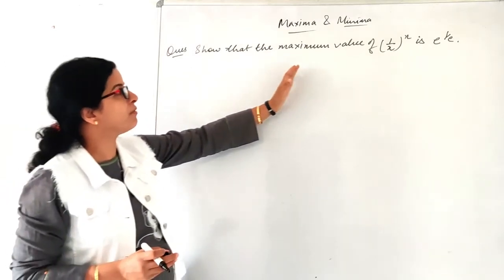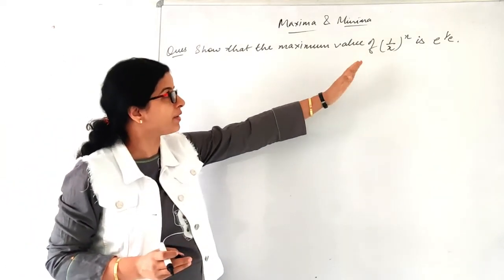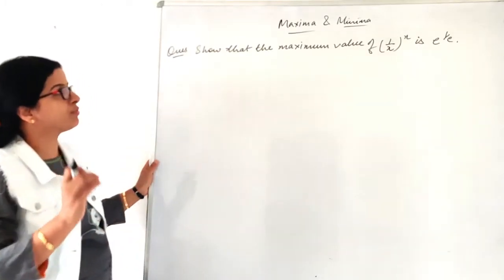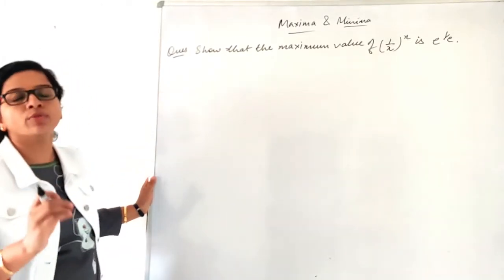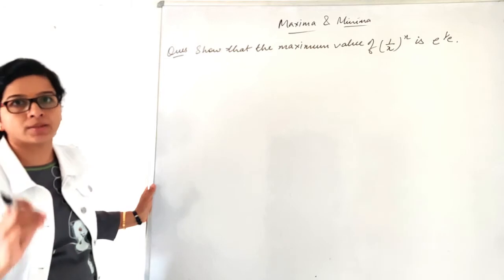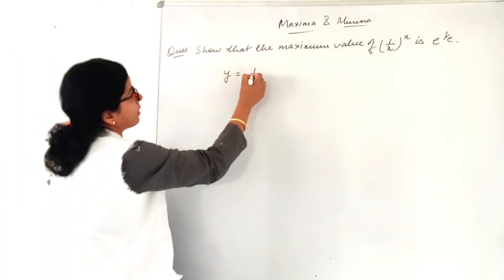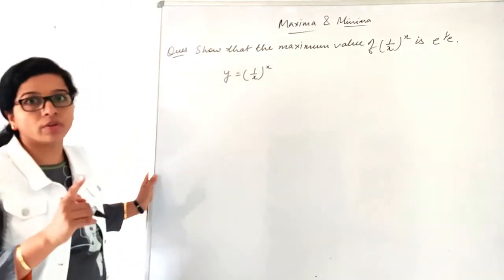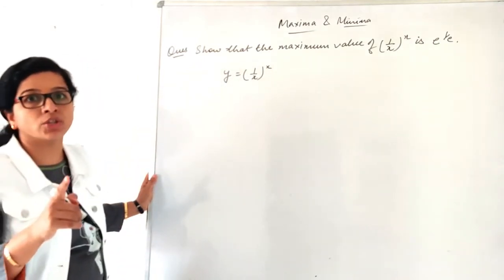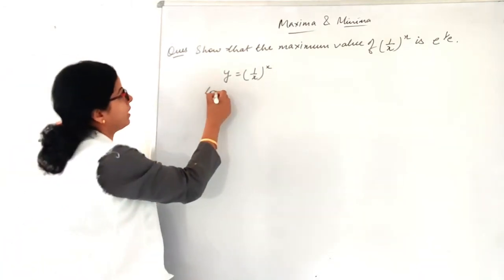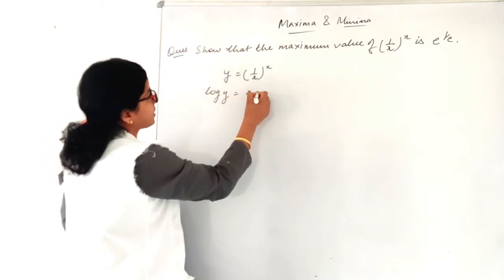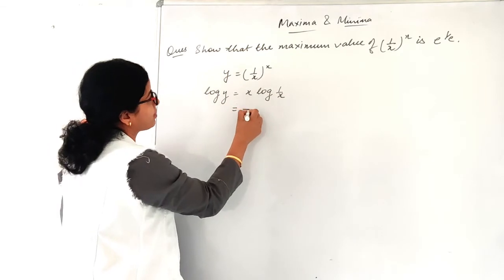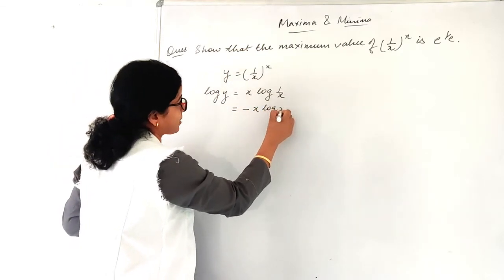Show that the maximum value of (1 by x) to the power x is e to the power 1 by e, right? So first of all, to find the maximum value, we should know the point of maxima. So we have y is equal to (1 by x) to the power x. Function raised to the power function, we always use logarithmic differentiation, right? So log y equals x log 1 by x, which can be written as minus x log x, right?